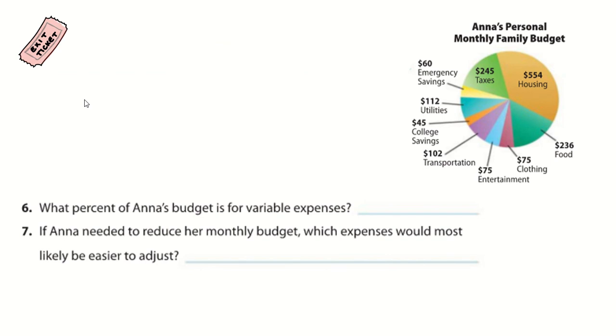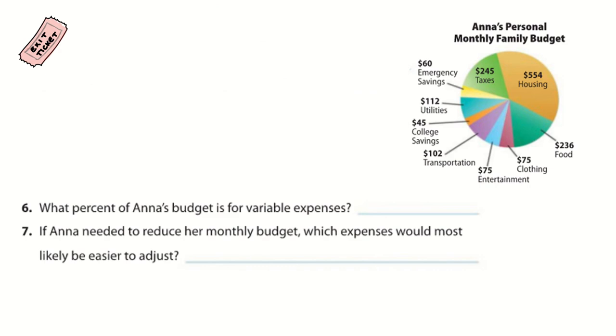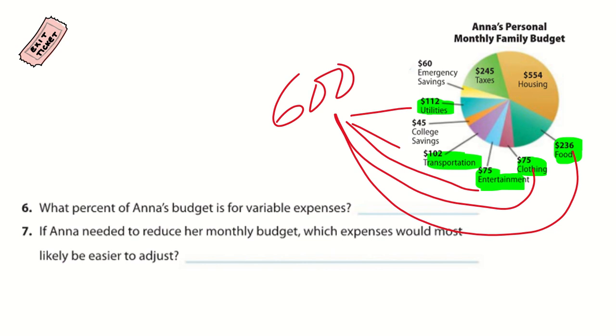What percent of Anna's budget is for variable expenses? Well, I had just figured that out, didn't I? I had figured out that the variable ones were food, clothing, entertainment, transportation, and utilities. So first I need to add all of those. Utilities plus transportation plus entertainment plus clothing plus food. That got me all of these put together. Got me $600 total when I added.